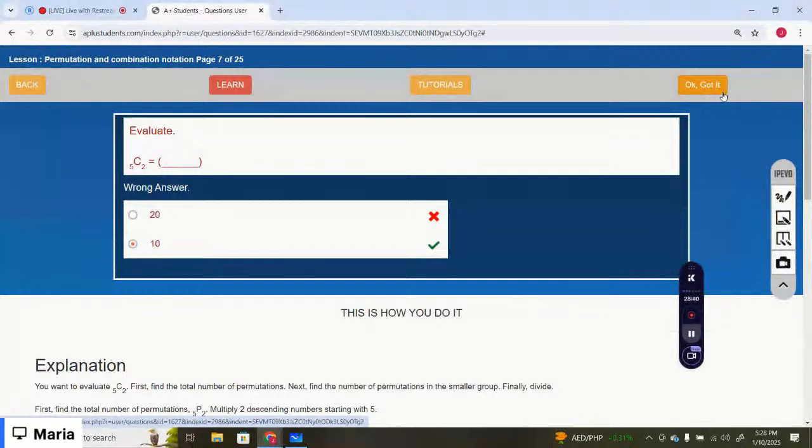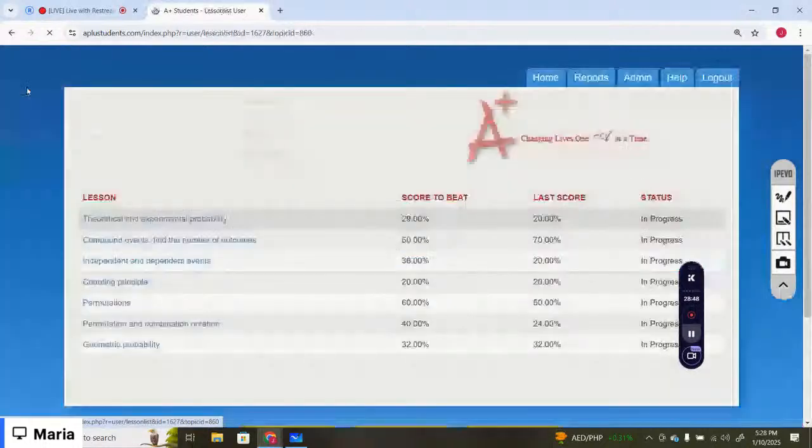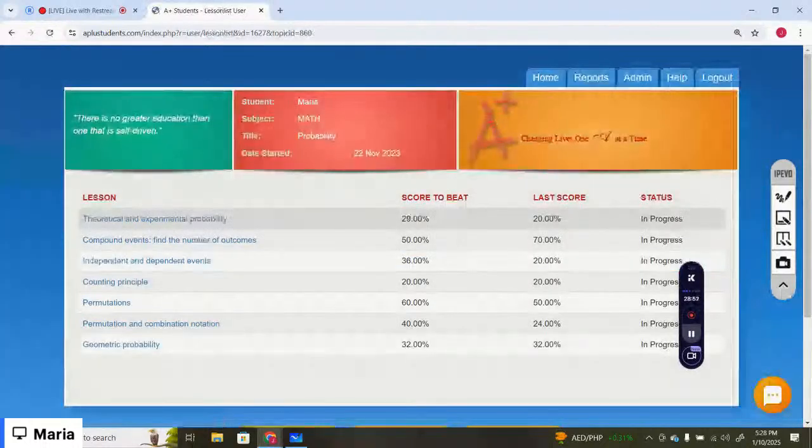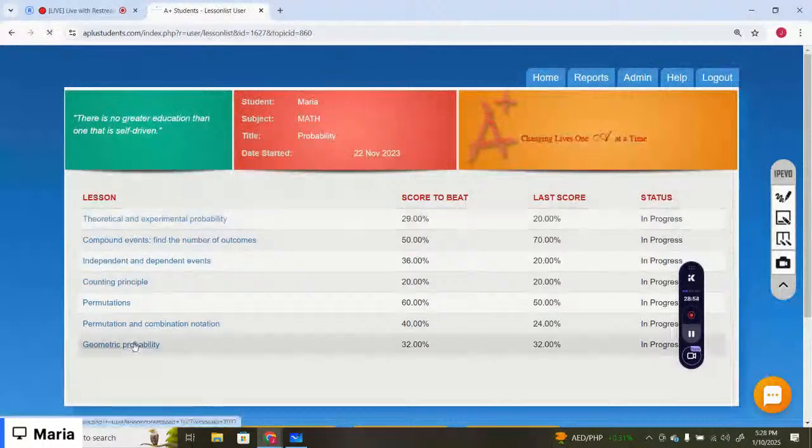Okay, you can complete the lesson by yourself later today. Let me just move on to the next lesson. That is geometric probability. Let's just start with the lesson.